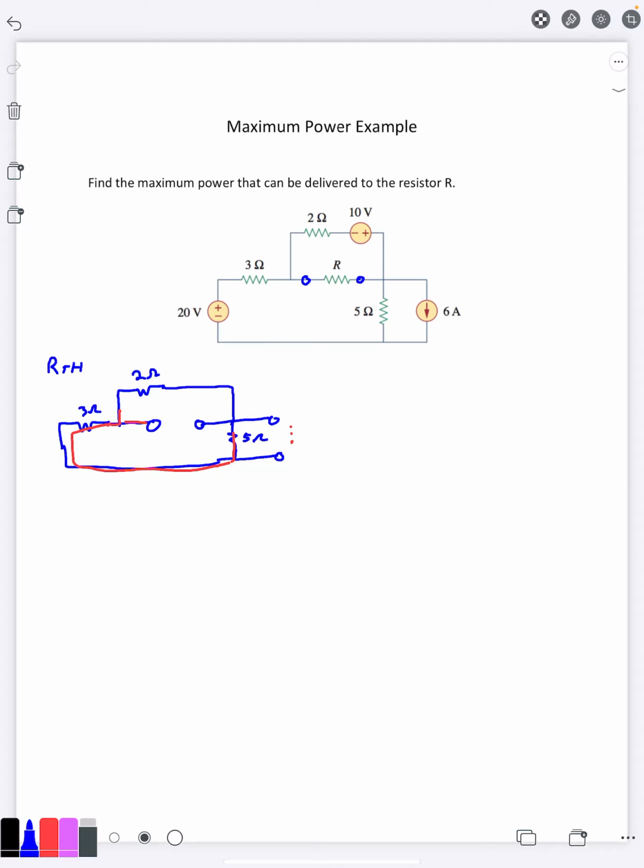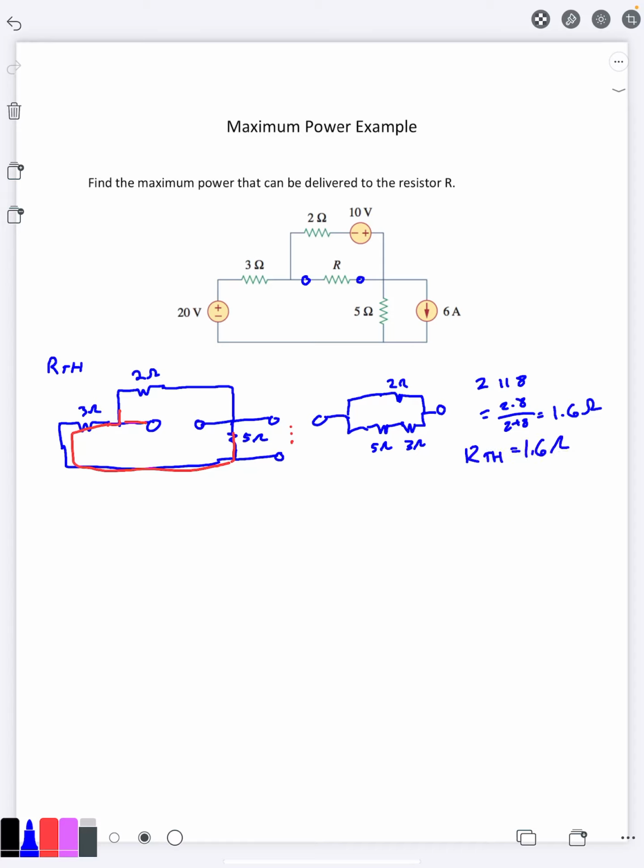So another way to draw this is we have a 2 ohm resistor, and then a 3, and then a 5. And so that means we need 2 in parallel with 8. 2 times 8 over 2 plus 8 is going to be 1.6 ohms there. So that's my R Thevenin.